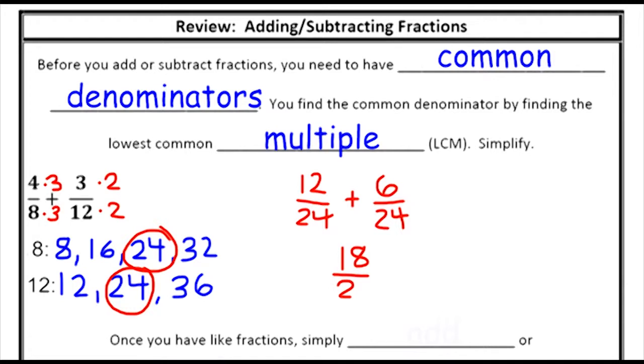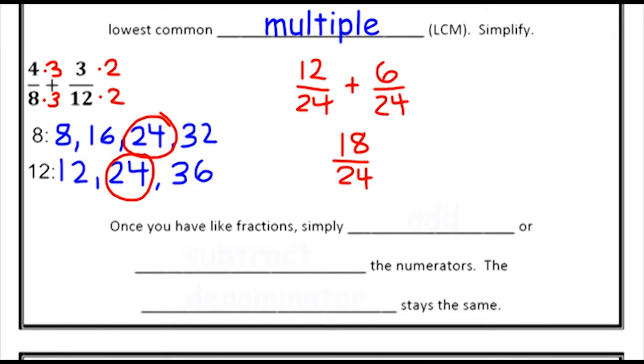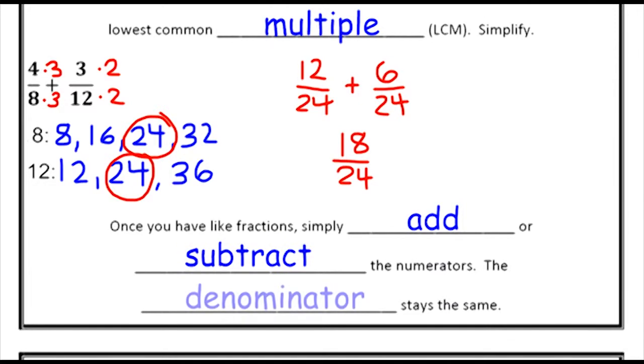I'm just looking at the numerator at this point. The denominator stays the same. So once you have like fractions, simply add or subtract the numerators. The denominator stays the same. Always simplify. I'm going to do single mountain.